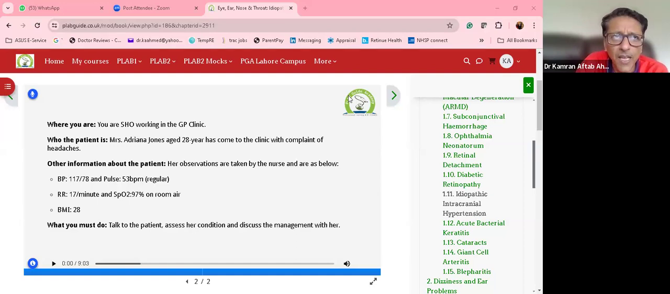So if you get a patient who is a young female in her 20s or 30s, who is overweight and she has got headaches, stick with the diagnosis of idiopathic intracranial hypertension. No, Catherine, you are absolutely fine. Thank you. Okay. Shall we move to the next scenario?